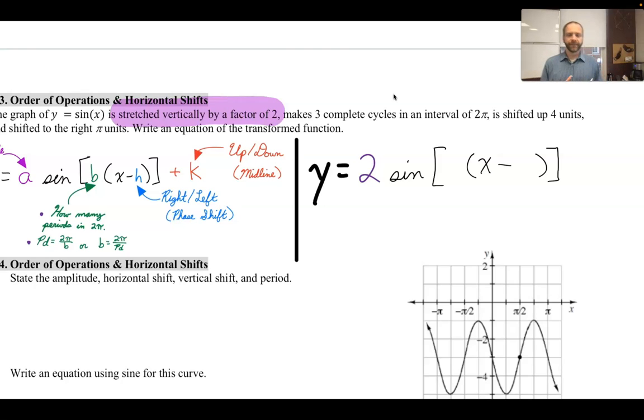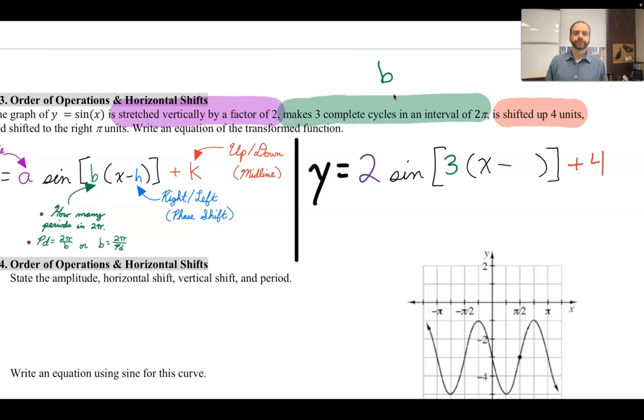All right, it makes 3 complete cycles in an interval of 2 pi. That sounds very similar to what I've been saying before, and that's dealing with our definition of B. B is the number of periods, or the number of cycles, in an interval of 2 pi. So this is telling us that B is equal to 3. It's shifted up, so I'm left with either H or K. Up is going to be your K value, and so that's going to be a plus 4.